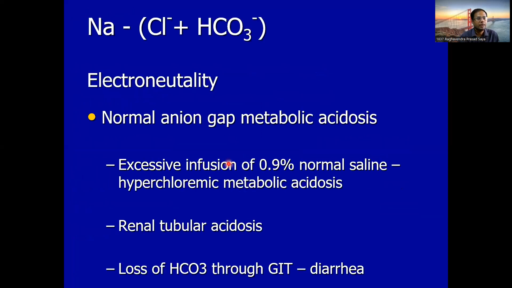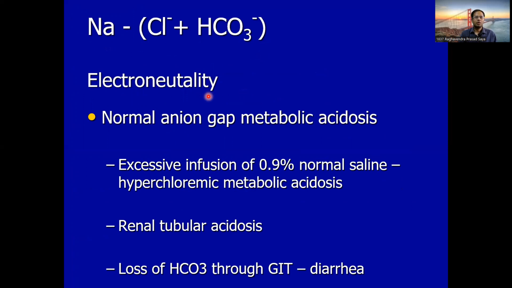So the same thing here. Anion gap is the difference between sodium and chloride plus bicarbonate. So here you should remember this concept of electroneutrality, that is, the sum of all the positive ions, that is cations, and the sum of all the negative ions should be equal. So that is called electroneutrality.